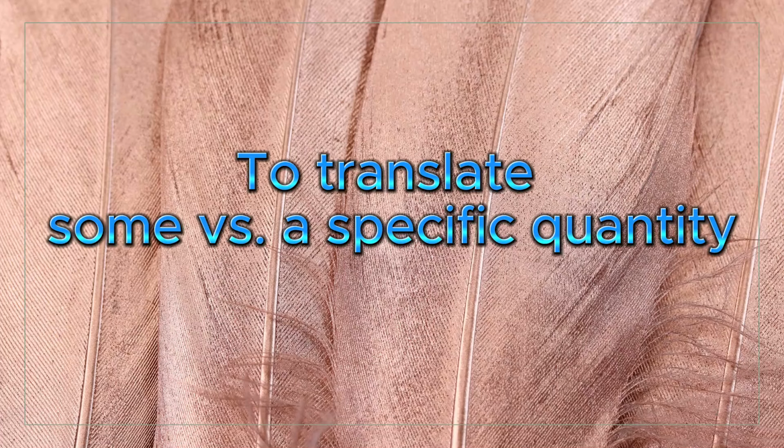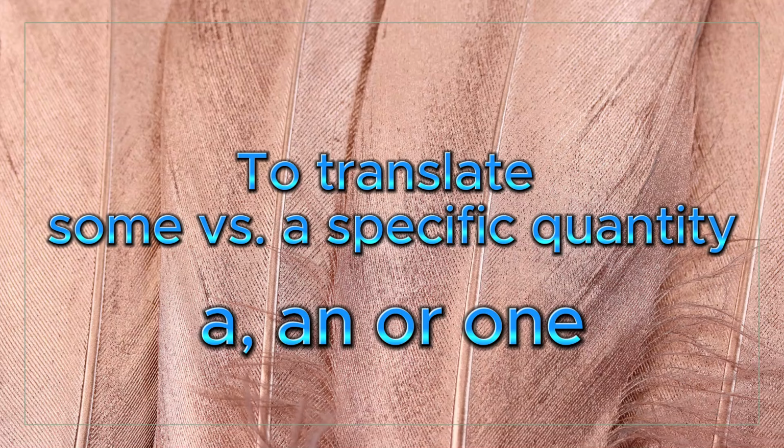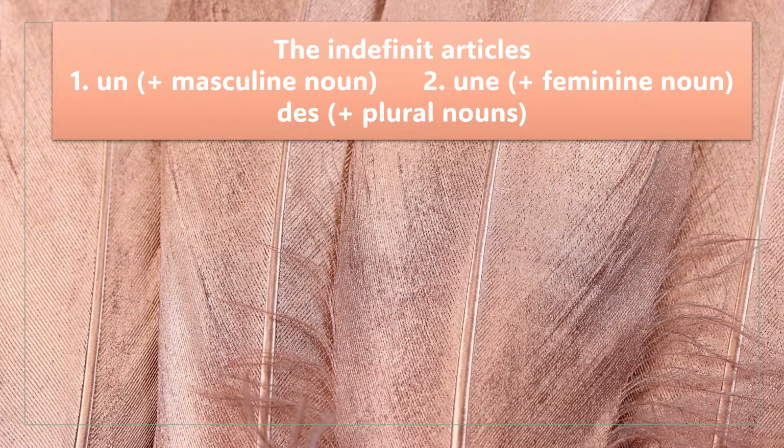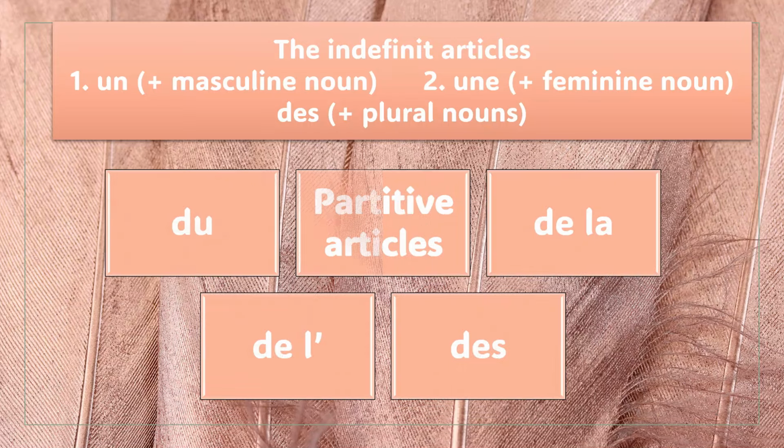Translate some versus a specific quantity like a, an, or one. The French use a combination of two articles. The indefinite article, un, une, des. These are the three different types of indefinite articles. And the partitive article. There are four of them. Du, de la, de l', and des.